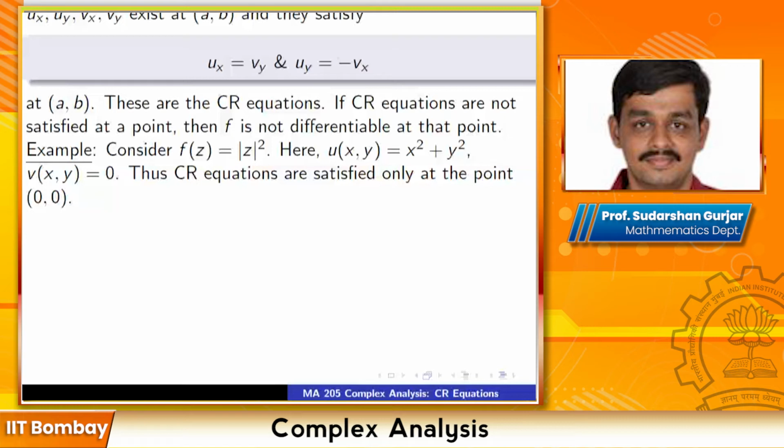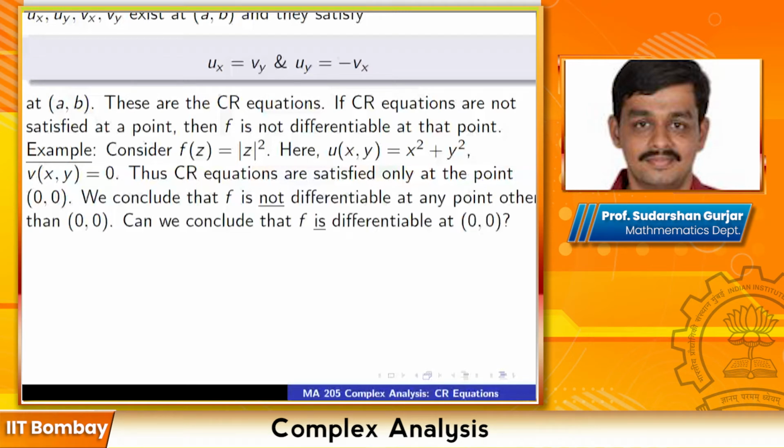ux is 2 times x, uy is equal to 2 times y. So the only point at which both ux and uy are 0 is the point (x, y) equal to (0, 0), the origin. So the Cauchy-Riemann equations are satisfied only at the origin. So we can conclude straight away that f is not differentiable at any point other than the origin. This much we can say straight away. Can we conclude that f is differentiable at the origin?